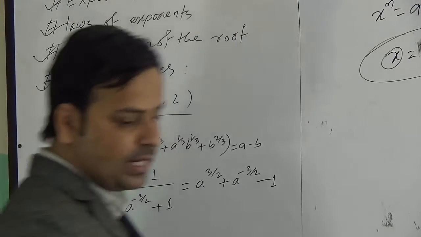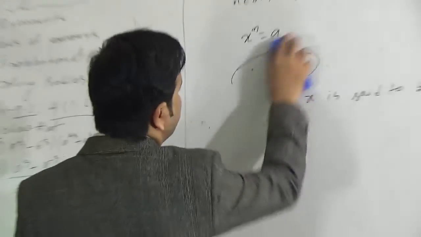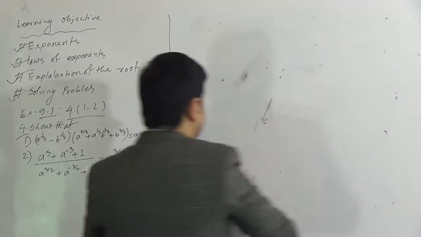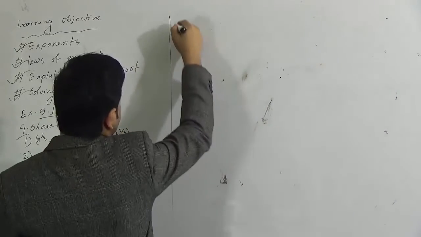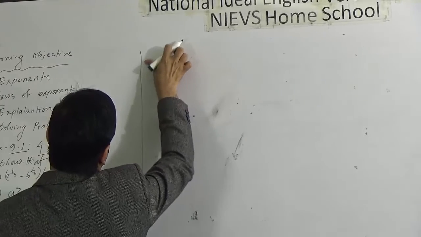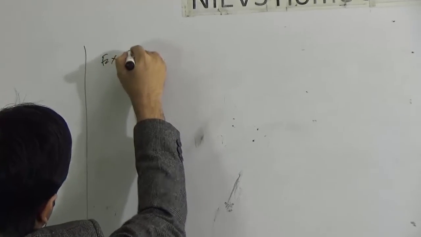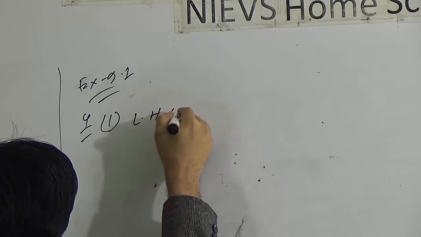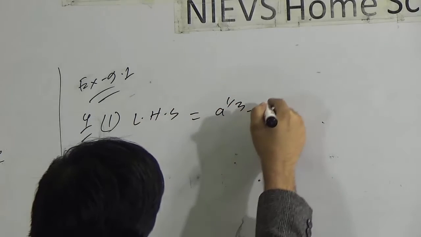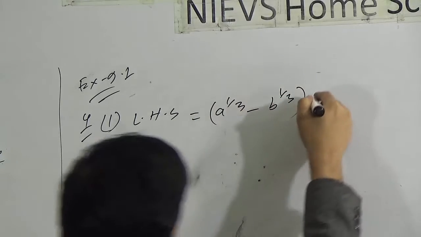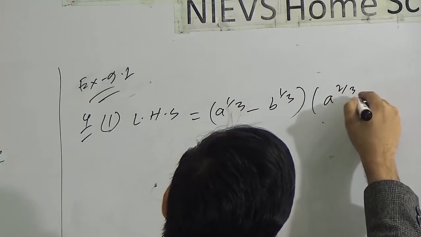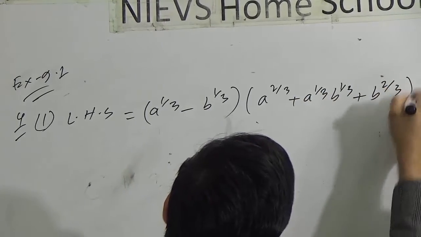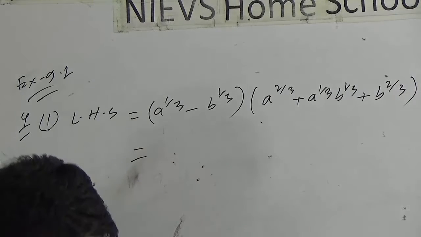To solve this problem, as we need to show this, we can write here the left hand side of the first question, exercise 9.1, question 4.1. That is, the left hand side is a to the power 1 by 3 minus b to the power 1 by 3, into a to the power 2 by 3 plus a to the power 1 by 3 into b to the power 1 by 3 plus b to the power 2 by 3. This is the left hand side.